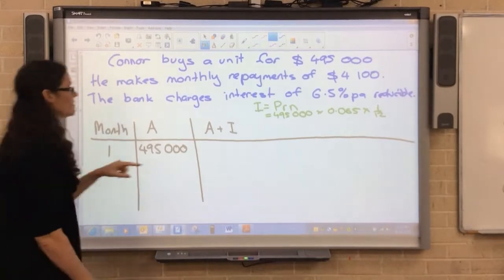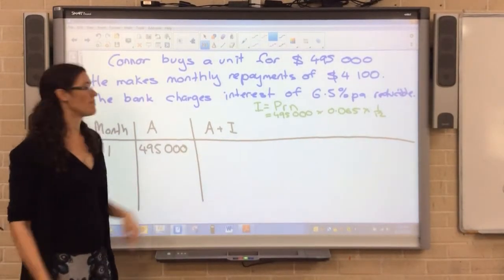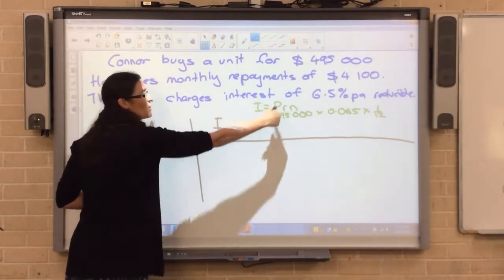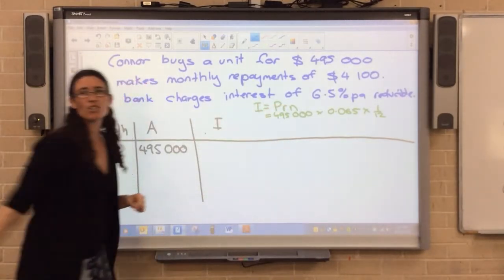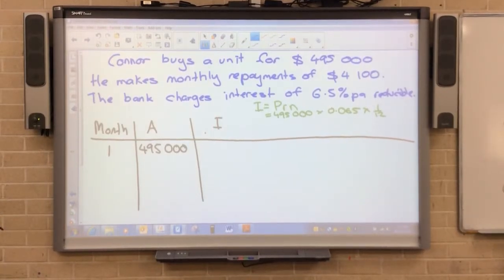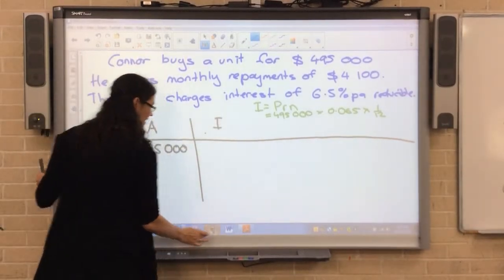Where's I? Yeah, that's what we're working out here. That's what we're working out. Now we're going to calculate that, and it's going to go in this column. So we need to work this out on our calculator.